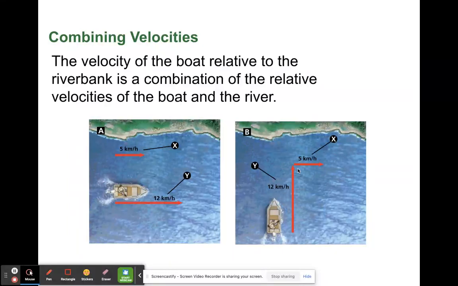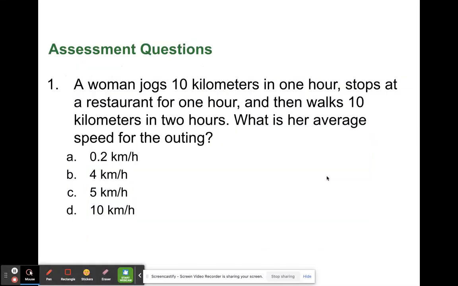Now, the second picture, or diagram or figure B, we have a boat that's traveling in this direction at 12 kilometers per hour, but the river is flowing this way at 5 kilometers per hour. So now that's going to change the speed of the boat and the direction of the boat. In other words, the boat is not going to end up here. So if we do the math on this, this one is going to travel at 17 kilometers per hour in this direction, and this one's going to travel at 13 kilometers per hour in this direction.